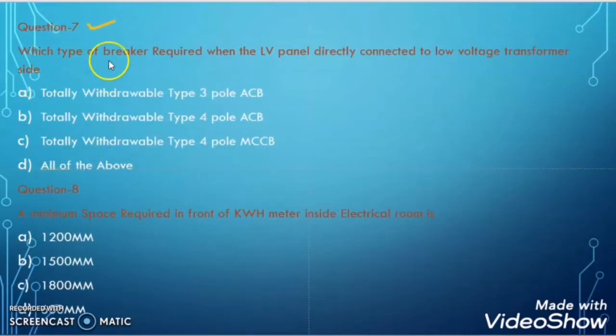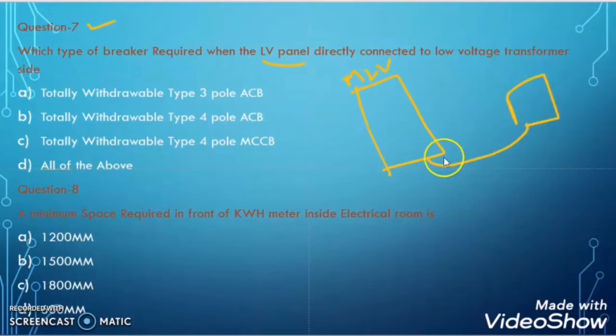Question number 7 is: which type of breaker is required when the LV panel is directly connected to the low voltage transformer side? This is our main LV panel, connected through a transformer. The question is asking what type of main incomer breaker is required when the main LV panel is directly connected to the transformer. The answer is ACB, air circuit breaker, with 4 poles. So the answer will be totally withdrawable type 4 pole ACB.